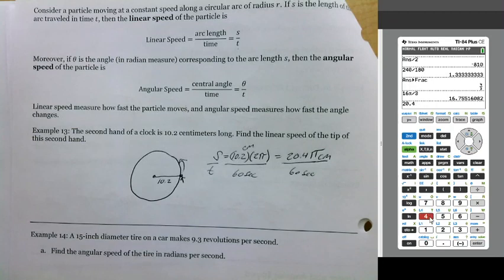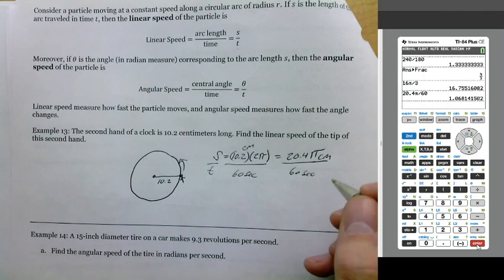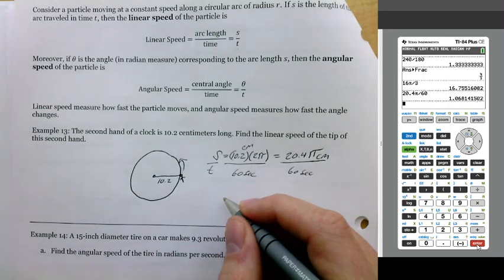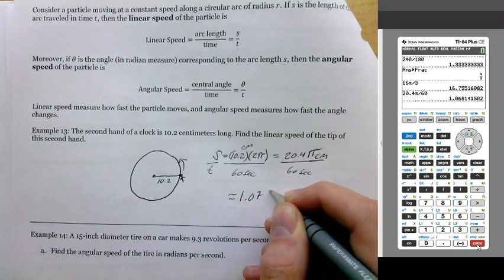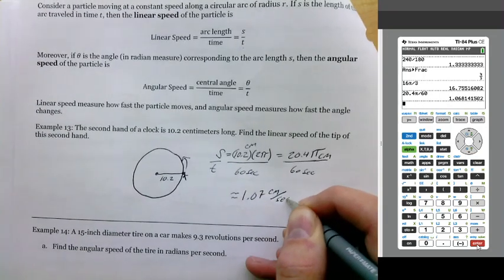So let's figure that out. 20.4 times pi, divided by 60. Because it's a word problem, I'm just going to round to the nearest hundredth or so. And so we know that the linear speed is approximately 1.07 centimeters per second.